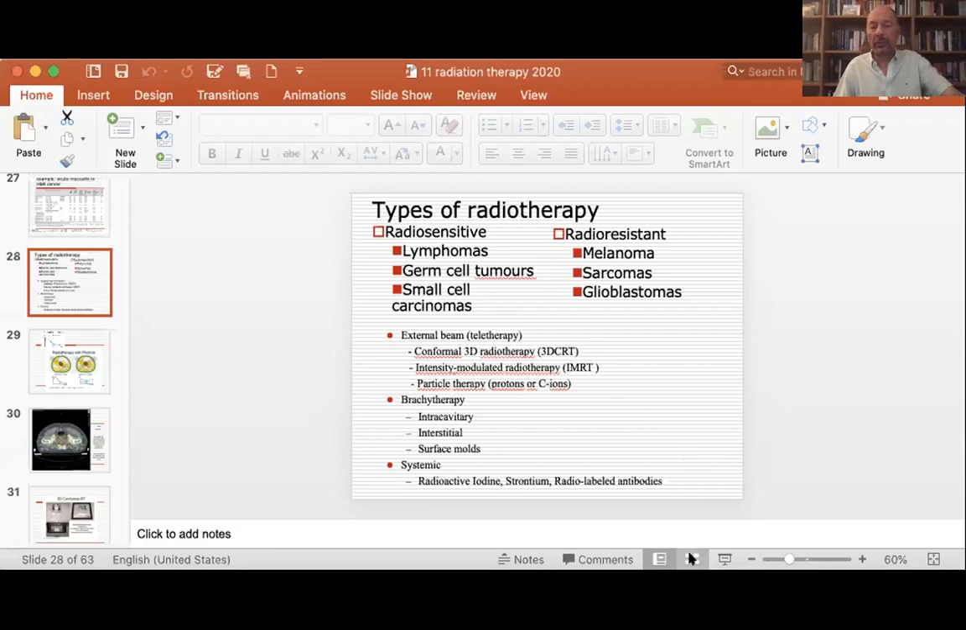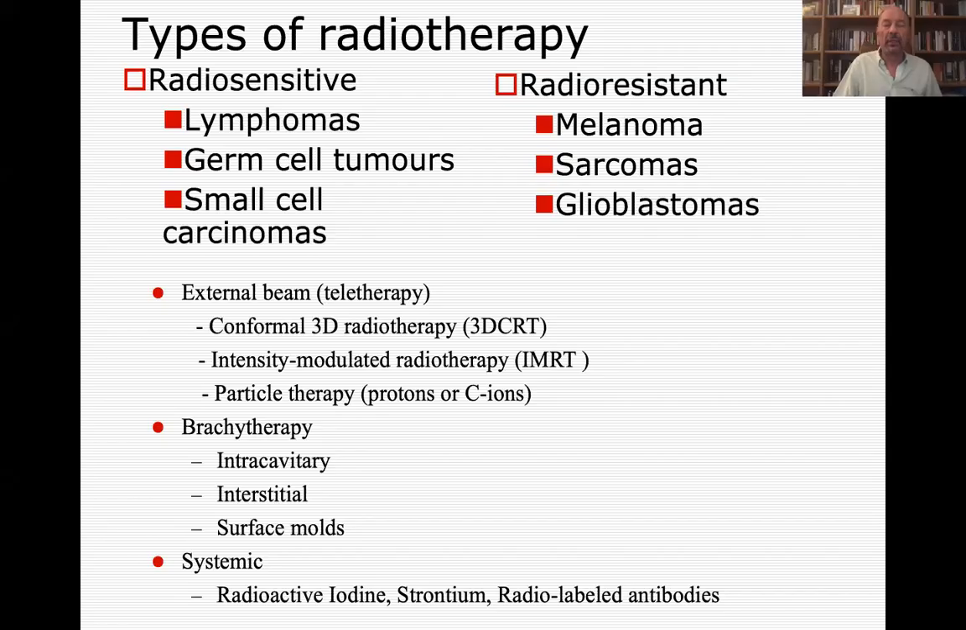So we were talking about the types of radiotherapy, and traditionally, you already know that there are radiosensitive and radioresistant tumors. Radioresistant like melanoma, sarcomas, glioblastoma, and radiosensitive like lymphomas, germ cell tumors, or small cell carcinomas. There are, generally speaking, three large types of radiotherapy.